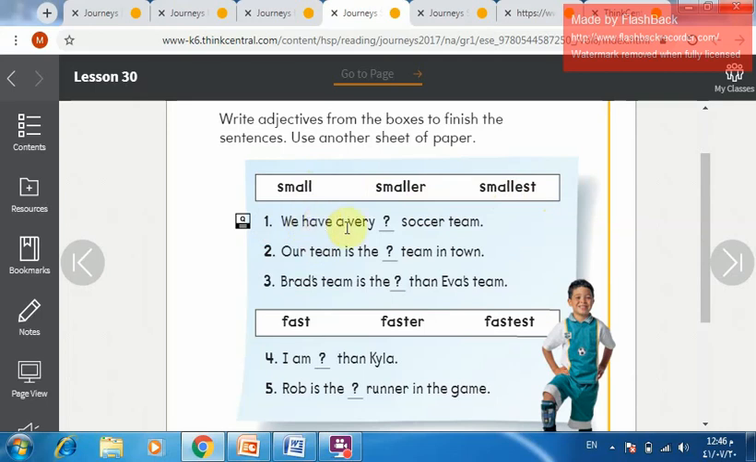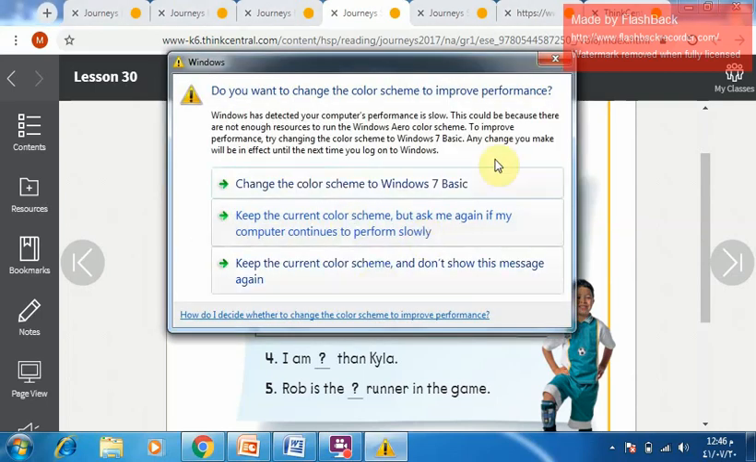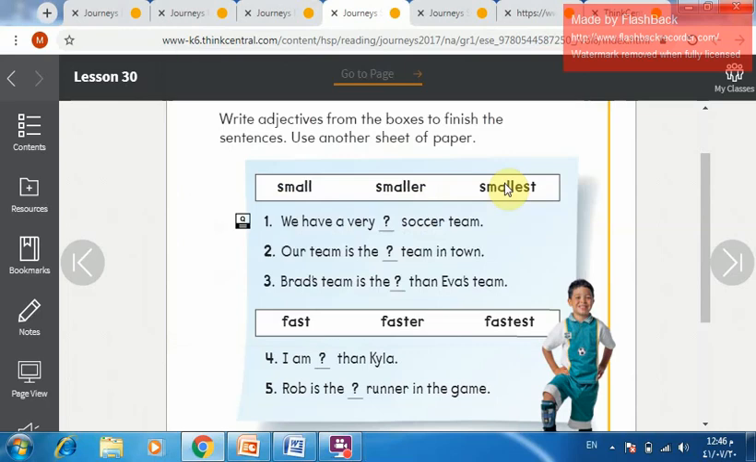Number 1. We have a very dots soccer team. Now, before we answer this, you gotta ask yourself, am I comparing here? Are we having two things I'm comparing? We have a very dots soccer team. Obviously, I'm talking about one team. We don't have S here. It's only one soccer team. So which answer is correct? Yes, small. We have a very small soccer team.